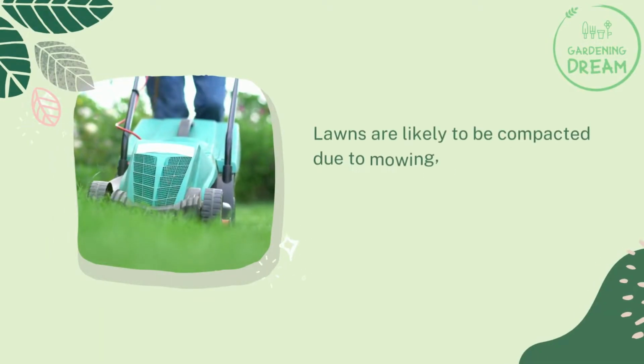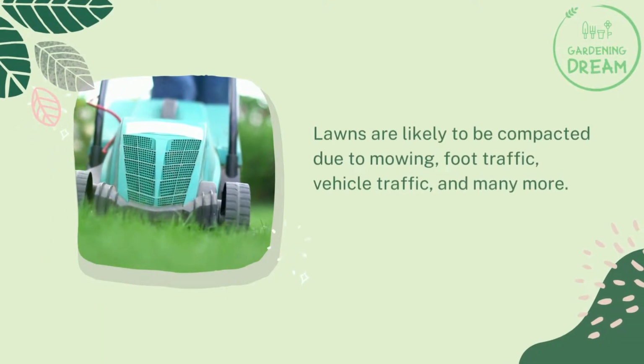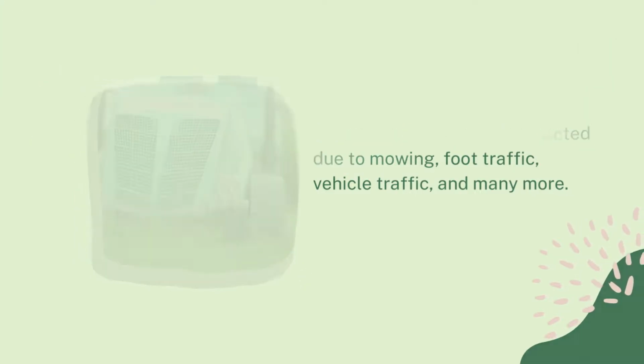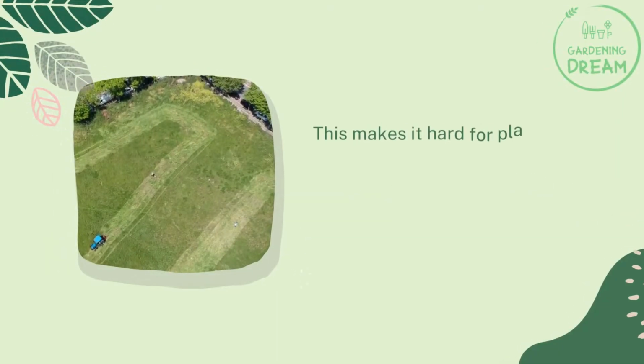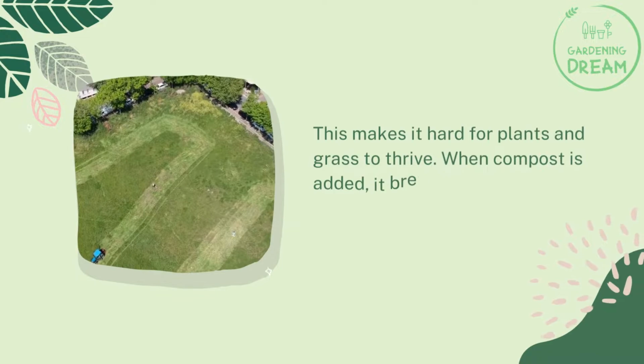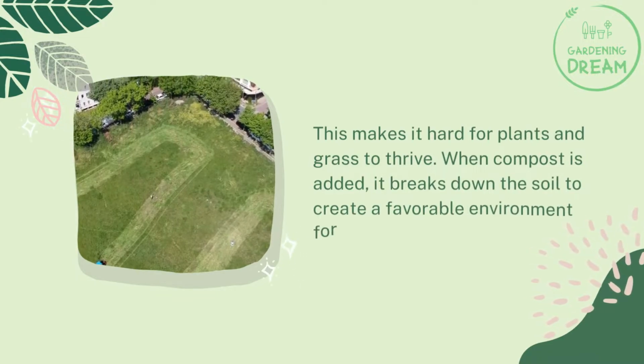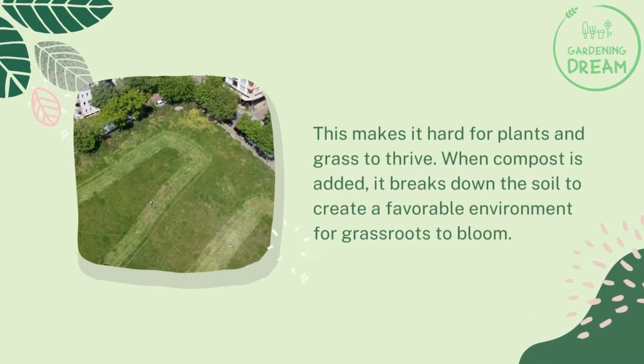Prevents soil compaction. Lawns are likely to be compacted due to mowing, foot traffic, vehicle traffic, and many more. This makes it hard for plants and grass to thrive. When compost is added, it breaks down the soil to create a favorable environment for grassroots to bloom.